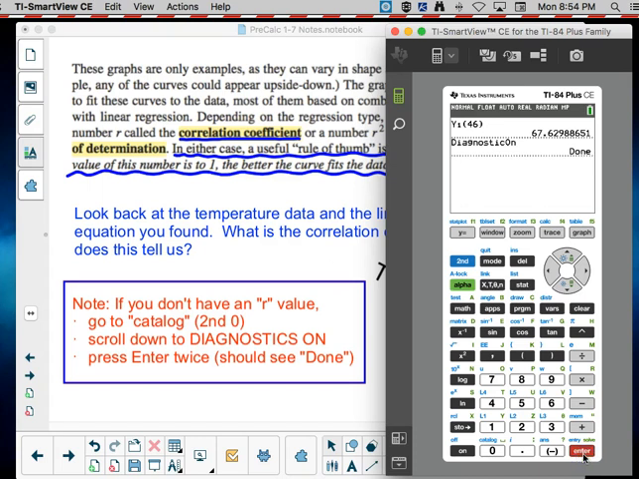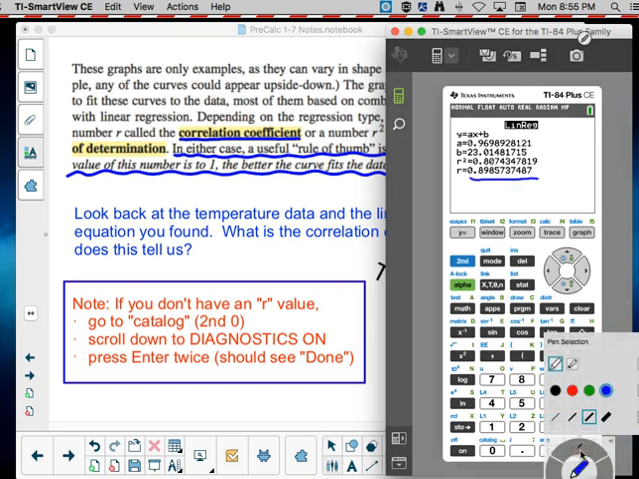Now after it says done, I'm going to rerun this stats data. I'm going to go under stat, over to calc, hit 4, arrow down, hit my vars Y1, that's where I want to store it, and hit enter. And then calculate. Now when I calculate this time, you're going to notice that I have an R value. The closer this R value is to 1, the better it approximates my data. I'm at 11% off, give or take. That's how far off I am on my data.